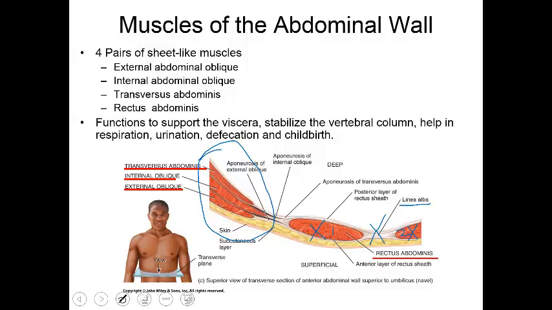The most superficial one is the external oblique. The middle one is the internal oblique. And the deepest one is the transverse abdominis.